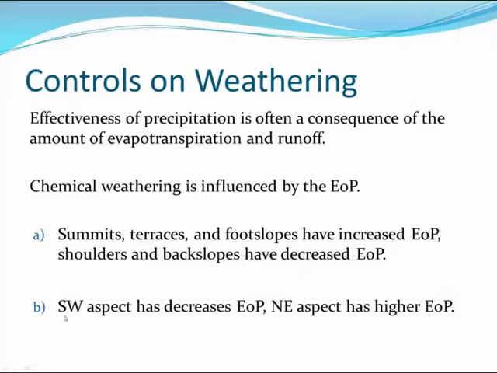Also, we can look at aspect. If we have a southwest aspect, then we have lower effective precipitation. It dries out quicker. If we have a northeast aspect, it has higher effective precipitation, and it does not dry out as quickly.